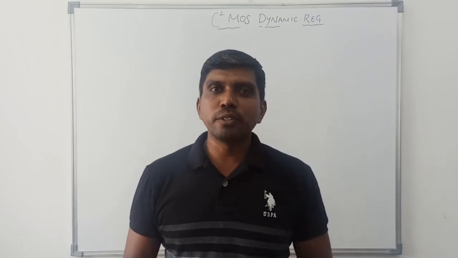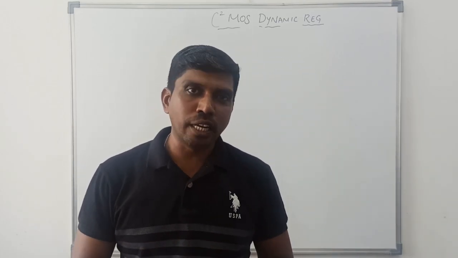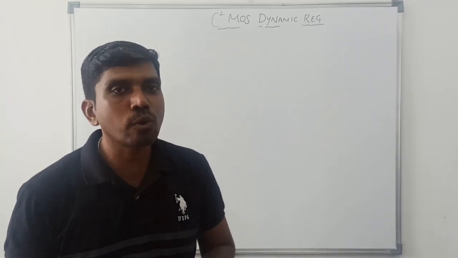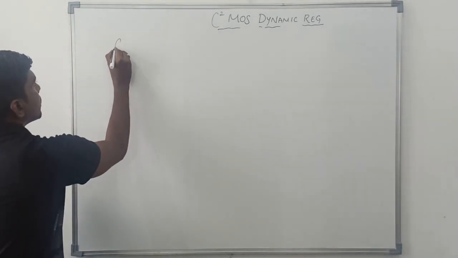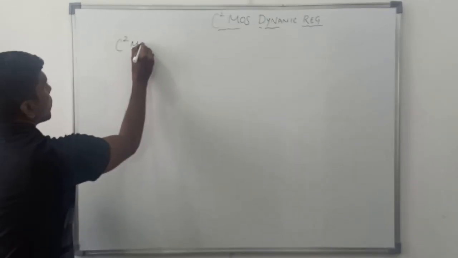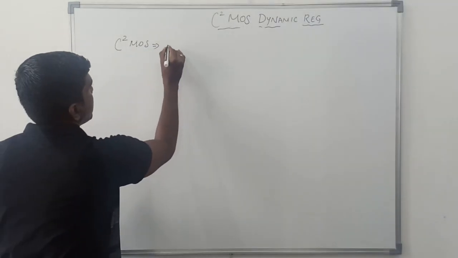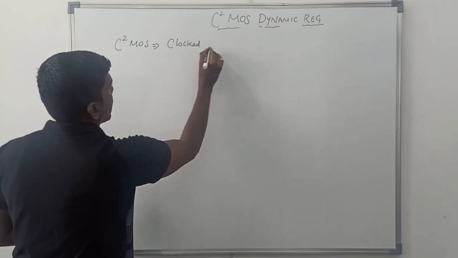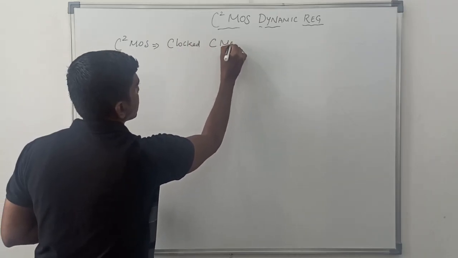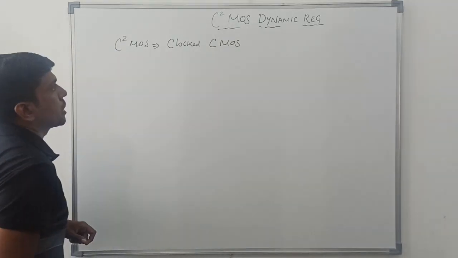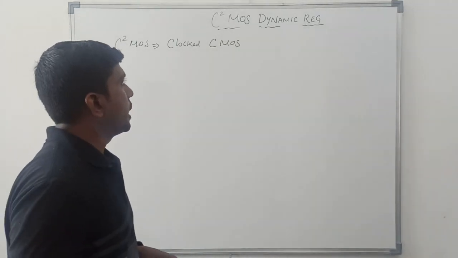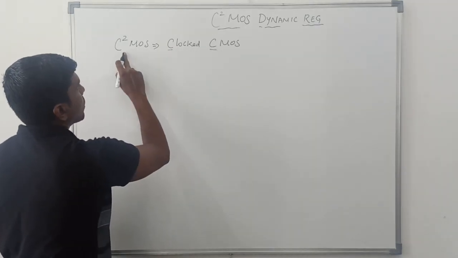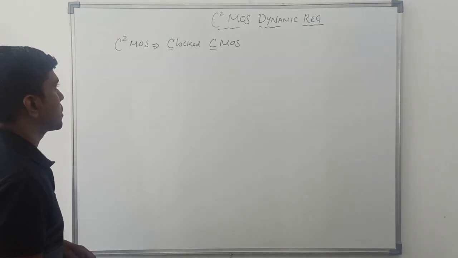Today's class I am going to discuss about the C2MOS dynamic register. So what is the abbreviation of C2MOS? The first C represents clock, the second C represents CMOS, complementary metal oxide semiconductor. So this C and C is called C2MOS.